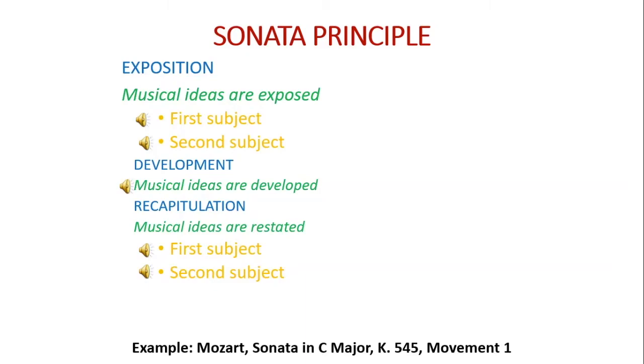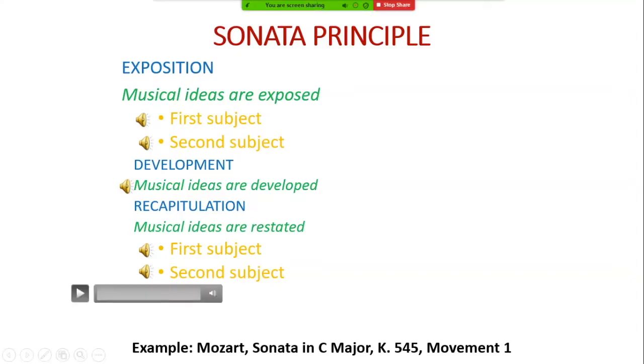We return to familiar territory in the recapitulation. In this case, it's almost an exact copy of the exposition, but it's reorganized so that it ends in the home key of C major. So first we hear the first subject again. And then we finish up with the second subject, which is now in the home key of C major. So here's that section.